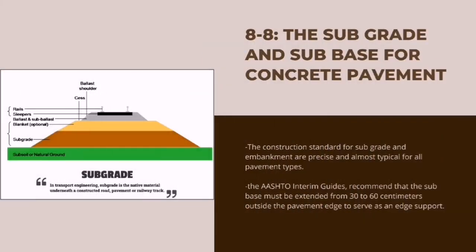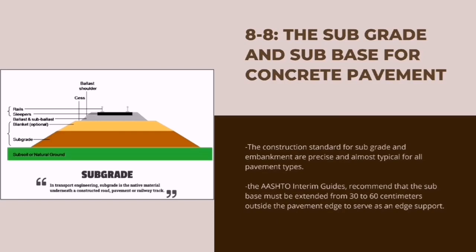The subgrade and subbase for concrete pavement. The construction standards for subgrade and embankment are precise and almost typical for all pavement types. Under the concrete pavement literature, an undercourse of selected material is always imposed between the subgrade or embankment and the concrete slab. The AASHTO interim guides recommend that the subbase must extend from 30 to 60 cm outside the pavement edge to serve as an edge support for the heaviest traveled facilities.